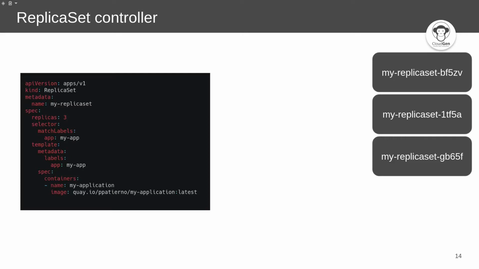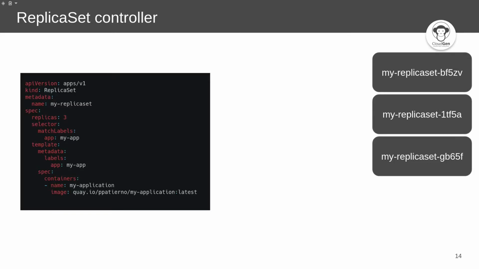Let's make an example, and keep talking about how the replica set controller works. On the left-hand side, you can see a replica set definition. I have my replica set with a name. I am specifying that I want 3 replicas. I have the template section, which is just the template of the pod that will be created by the replica set controller. So I am describing how these pods will be: the image, in this case, and the labels that I want to apply.